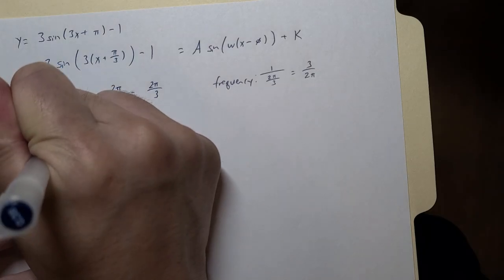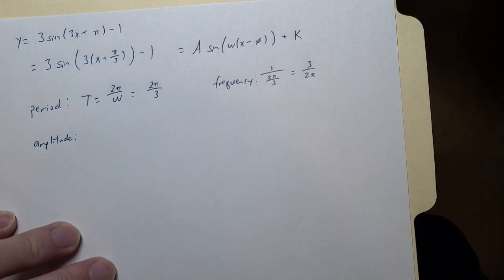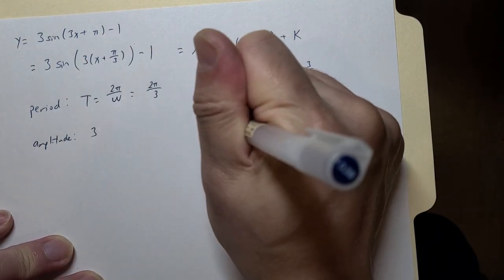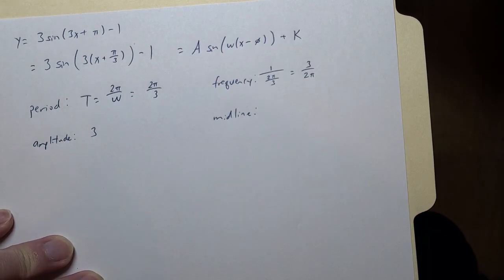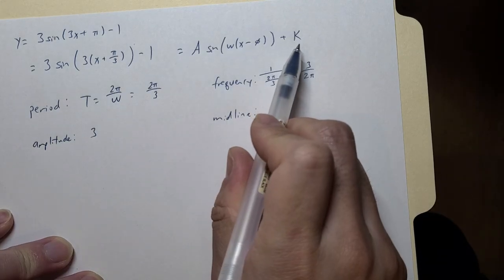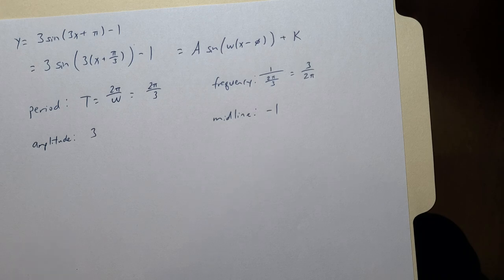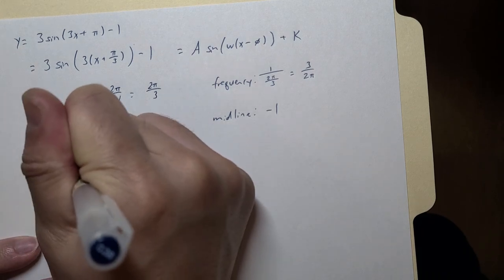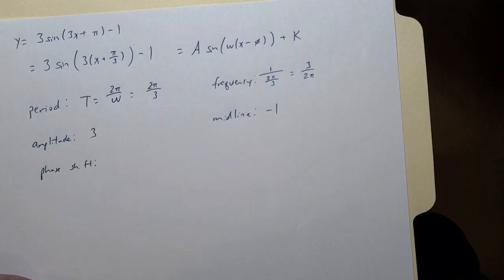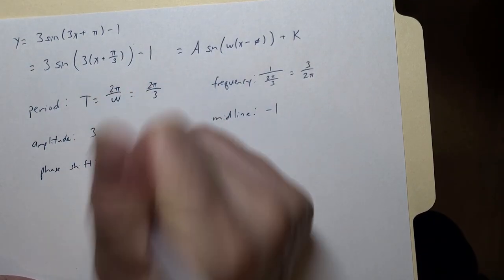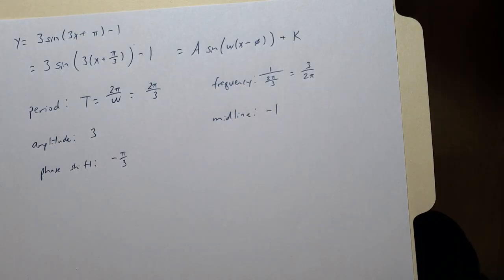Now, how about amplitude? Amplitude is related to the absolute value of capital A. Amplitude is 3. What about the midline, or the average value? It's the K. It's negative 1. And then what about phase shift? Phase shift is phi. It would be minus pi over 3. So, what do we do from here now?